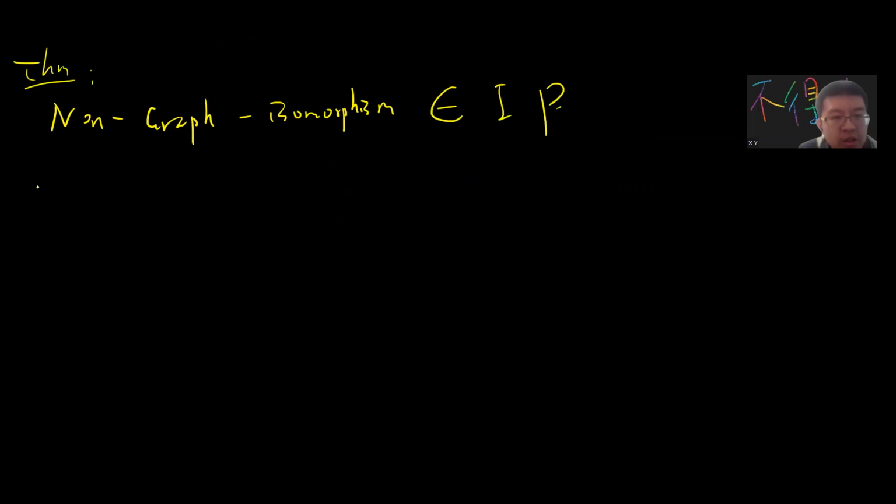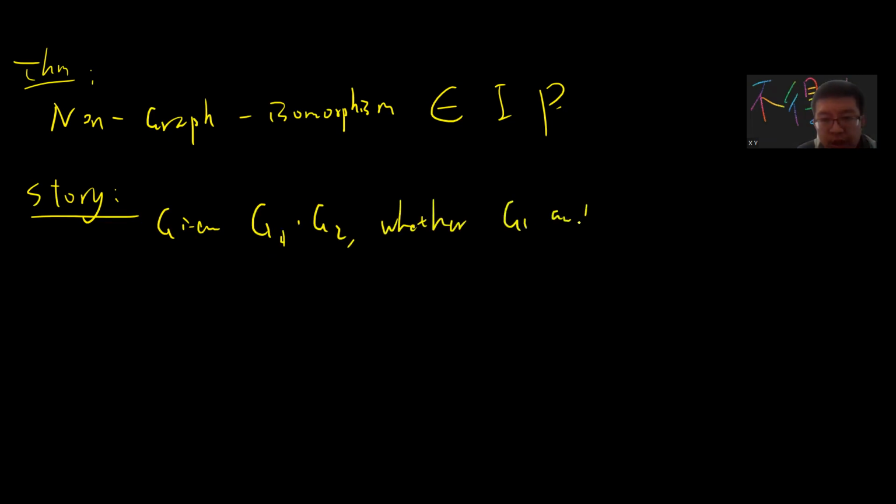Let's talk about the story. In complexity theory, sometimes we talk about a story, so we're not proving something true; it's not like pure mathematics. The story is: given two graphs G1 and G2, we can ask whether G1 and G2 are isomorphic.